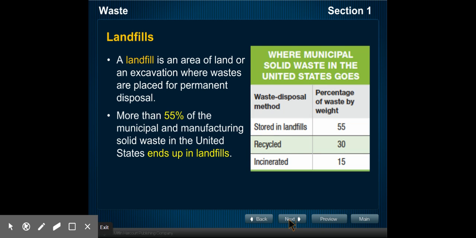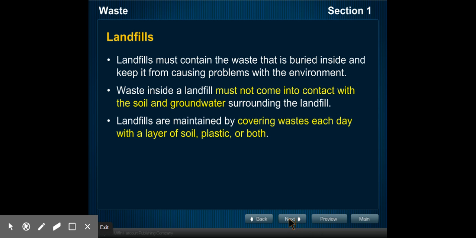Landfills. About 55% of our waste by weight is stored in landfills. 30% is recycled. About 15% is incinerated. So landfills by far occupy and take up most of our waste. So some key things about landfills is, of course, the waste is buried, and then each day the waste is covered with soil or plastic or both, and it has to be protected so it doesn't come in contact with the soil or groundwater because it can get into other areas and affect organisms in the environment, which then can come back to affect us as well.